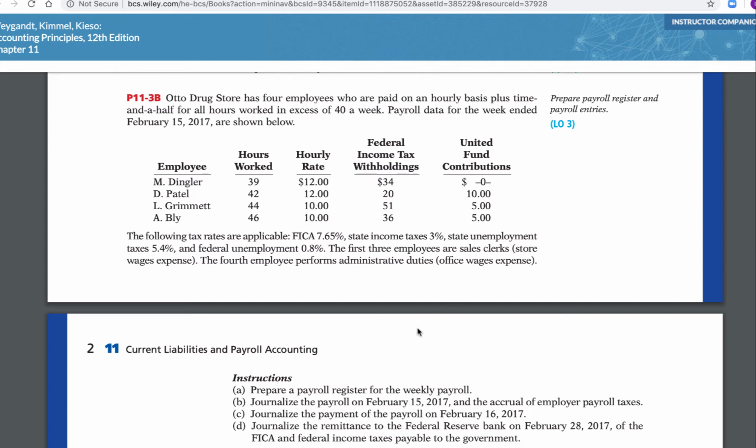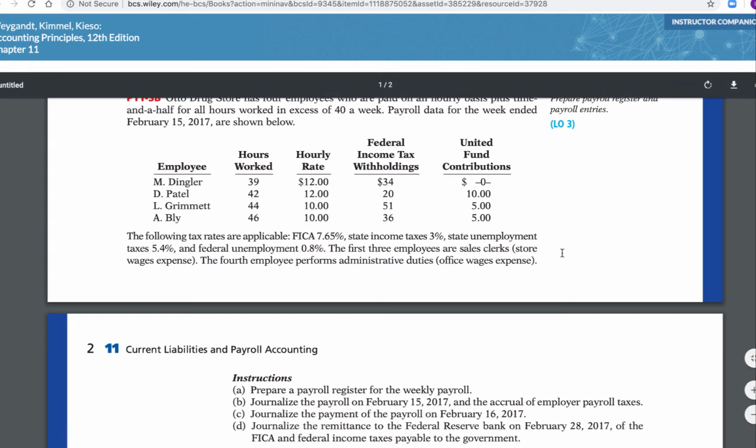So first thing we've got to do is prepare the payroll registry for the weekly payroll. Then we need to do our journal entries for the employee. Then we need to do our expenses as the employer. And then we need to show that we actually send in the money to the Federal Reserve, meaning we're sending in FICA and we're sending in the federal income tax that we withhold from our employees.